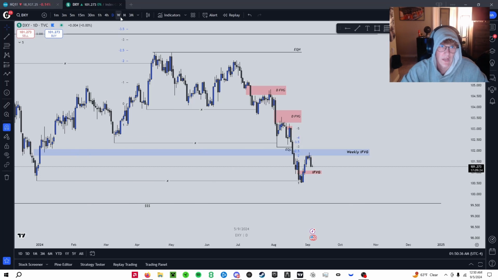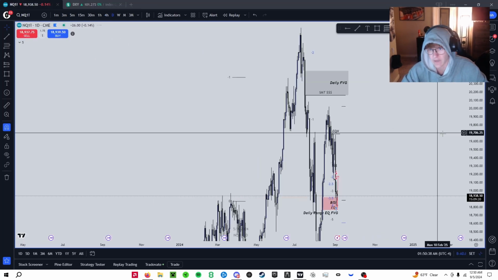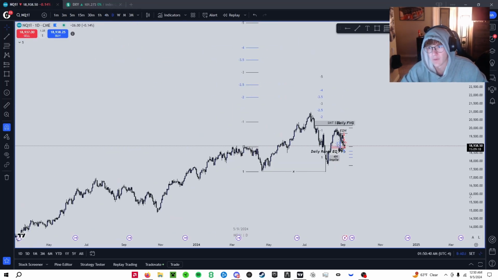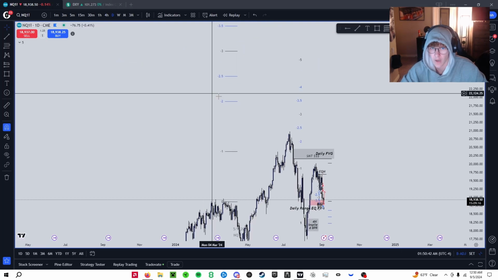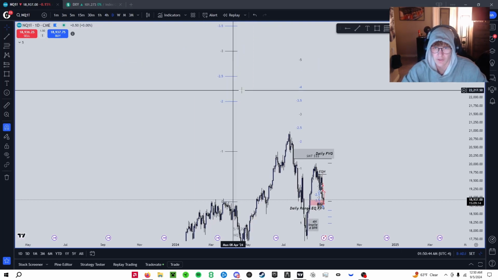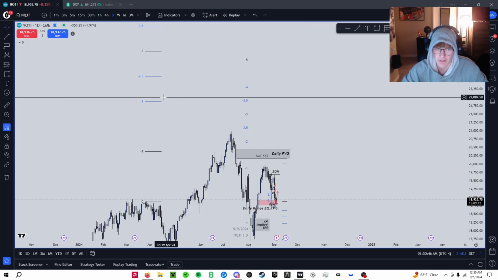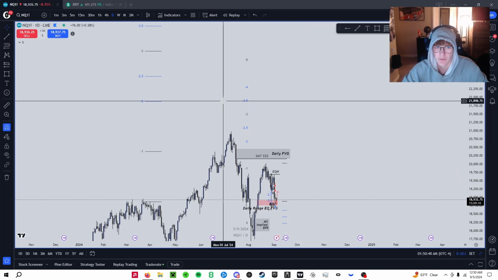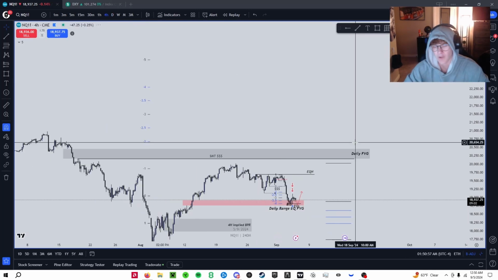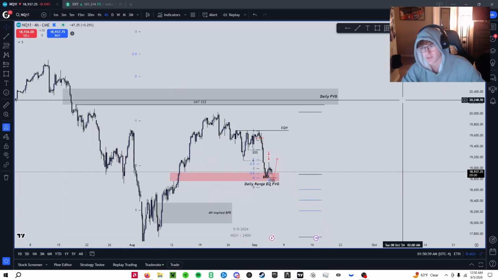Not to mention on the indexes' higher time frames, on the 3-month and the 1-month reversal swings here, our 3-month reversal standard deviation and our 1-month reversal standard deviation line up perfectly, almost to the tick. So that's all I have for my recap and my analysis for this week.